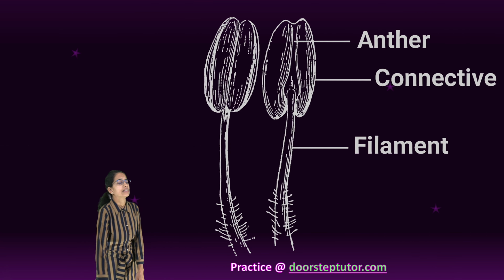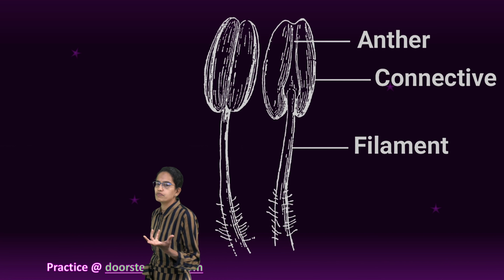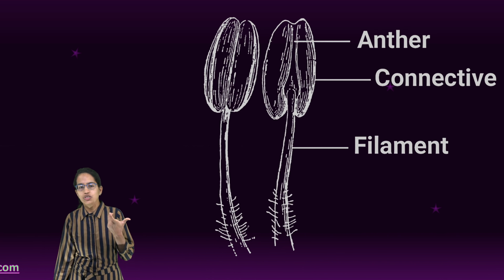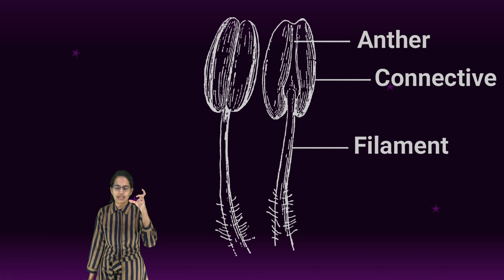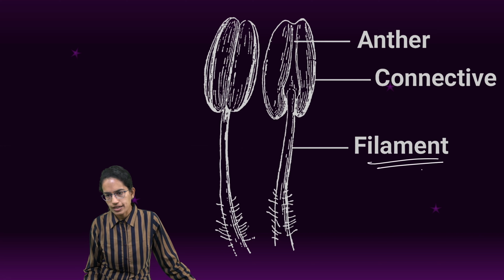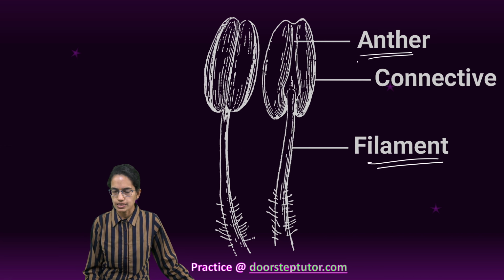The next is the third whorl. The third whorl is the male whorl, which is the Androecium. Now Androecium has the stamen. This is called a stamen. Stamen has three segments: filament, connective and anther. Filament is the stalk on which the anther lies, and anther is where the pollen sacs are.